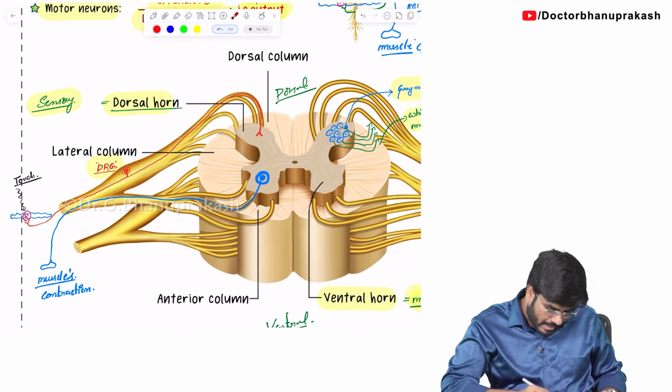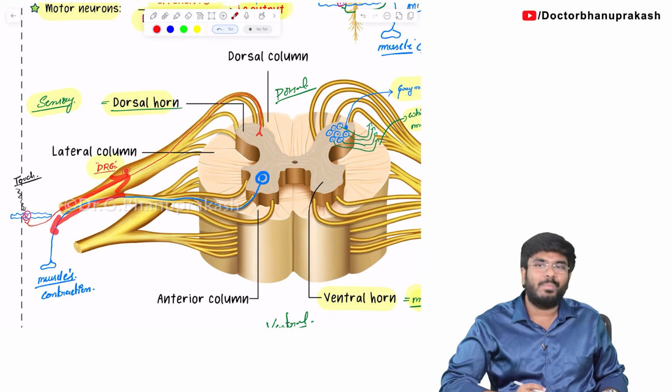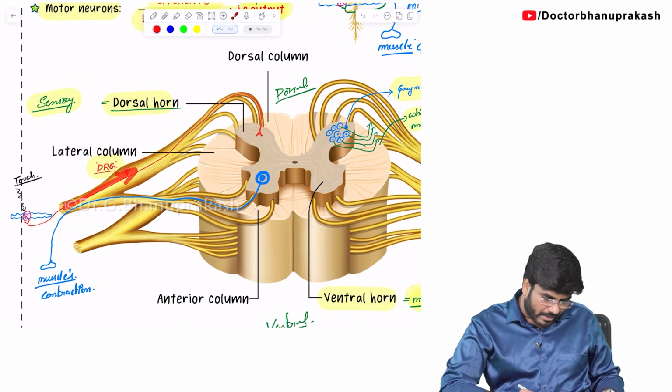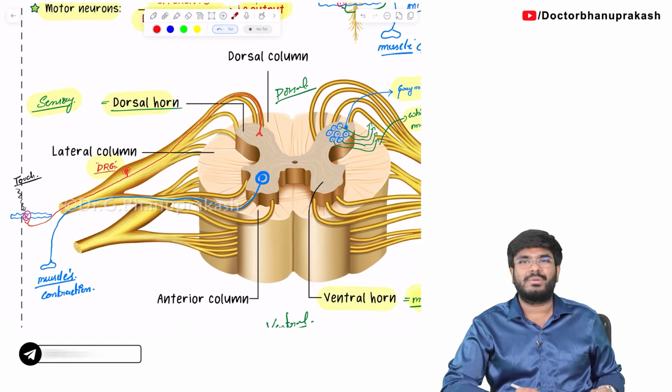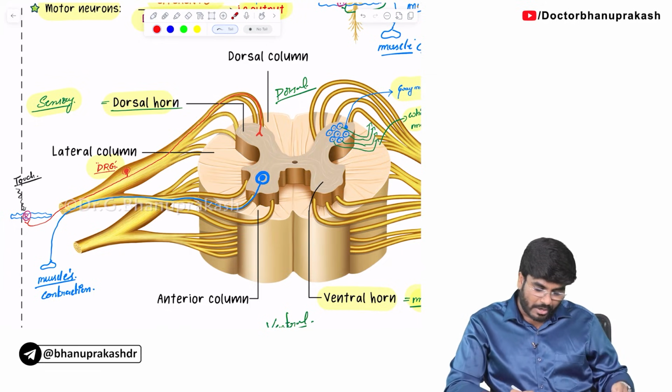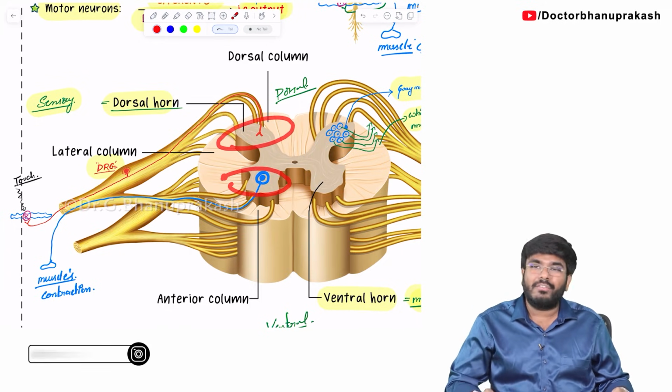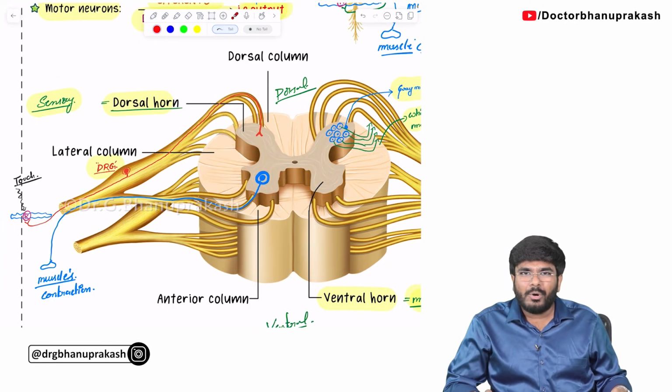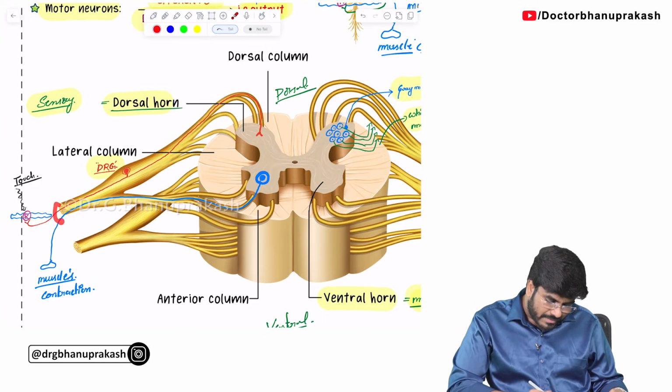Your spinal nerves are both sensory as well as motor. Information is going towards the central nervous system and information is coming out of the central nervous system. Dorsal side is always sensory, ventral is always motor. But tell me, what about your spinal nerves? Spinal nerves are mixed.